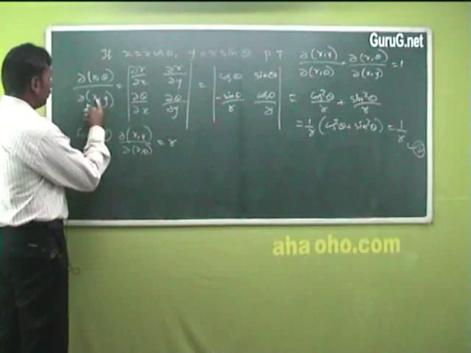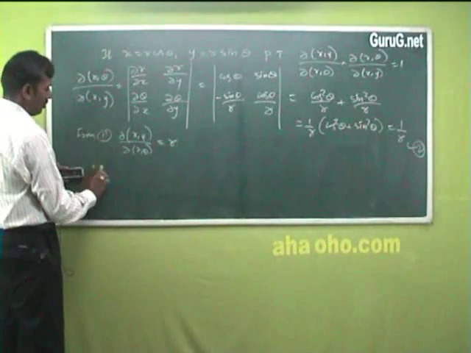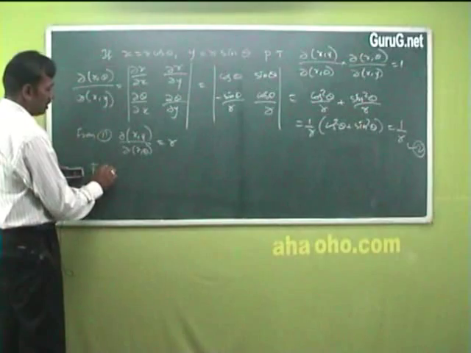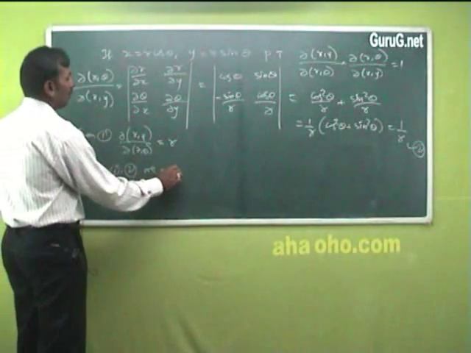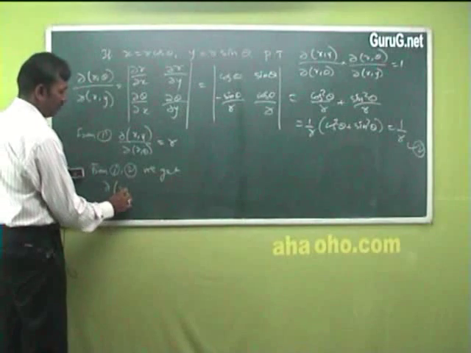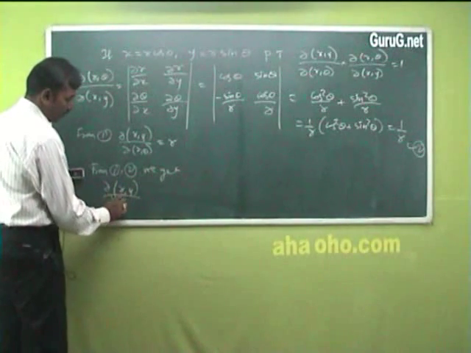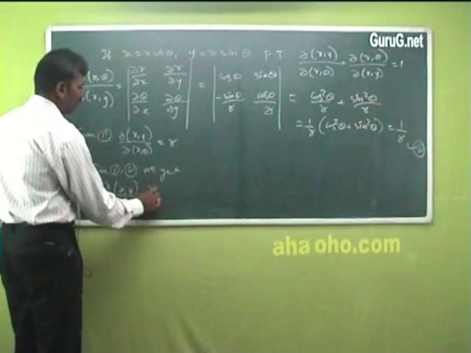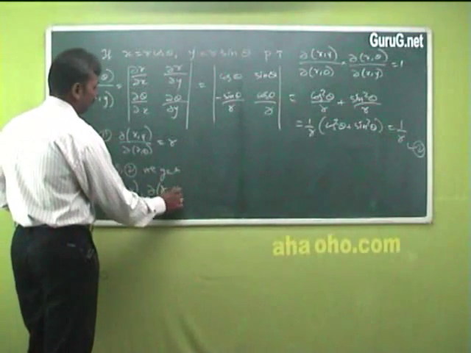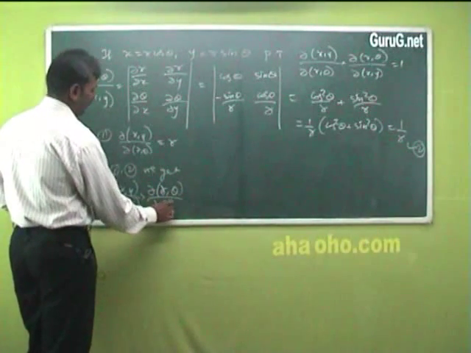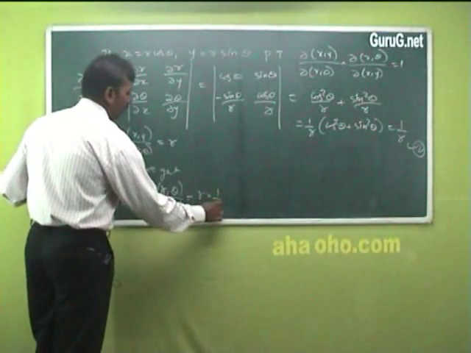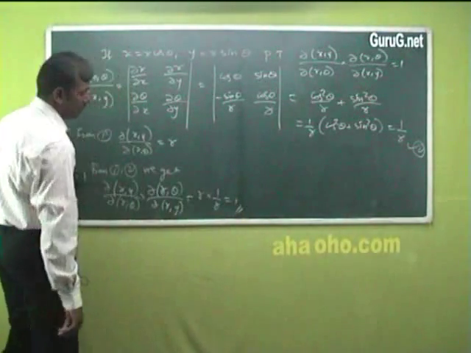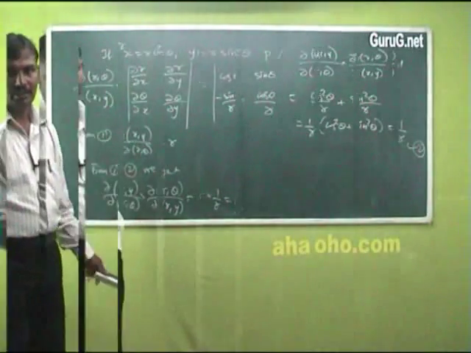So from 1 and 2 we get, dou of x comma y by dou of r comma theta into dou of r comma theta by dou of x comma y equal, so this is r into 1 by r is equal to 1. So this is the required result.